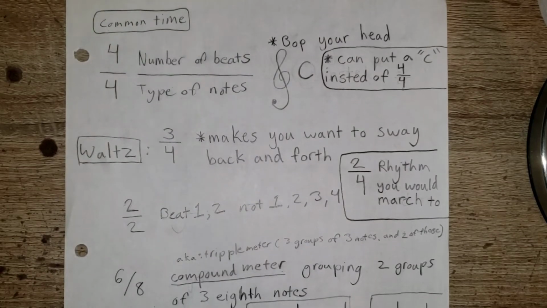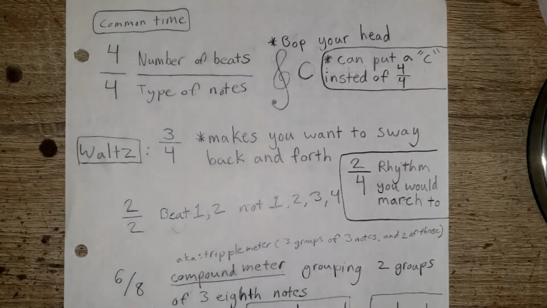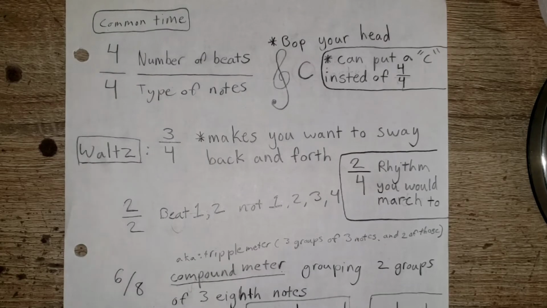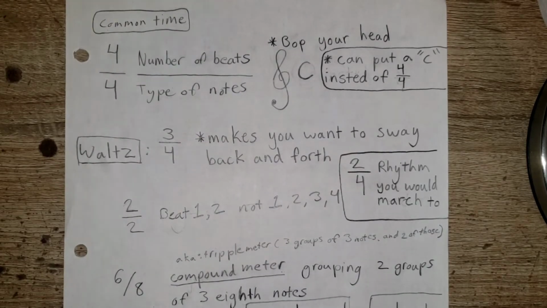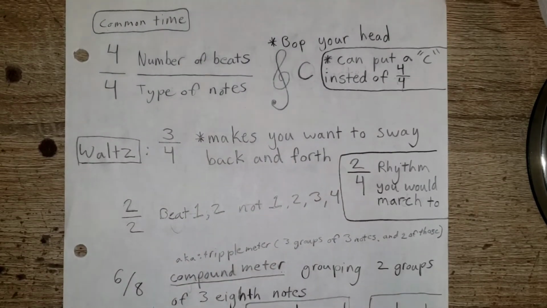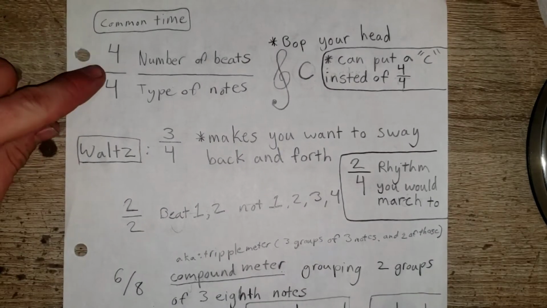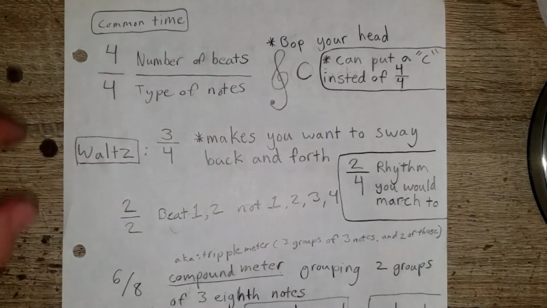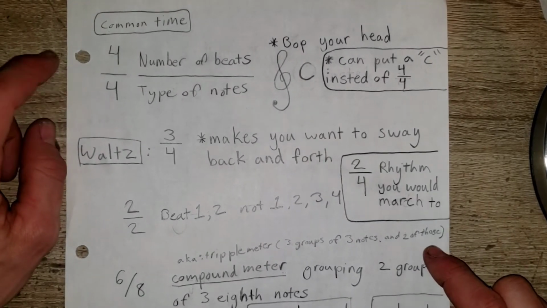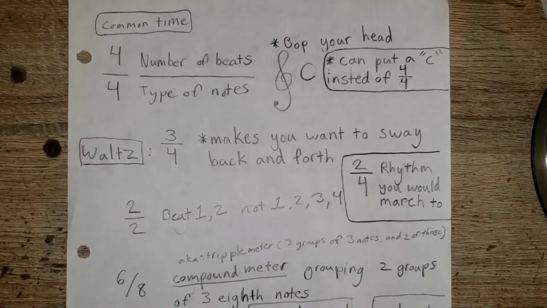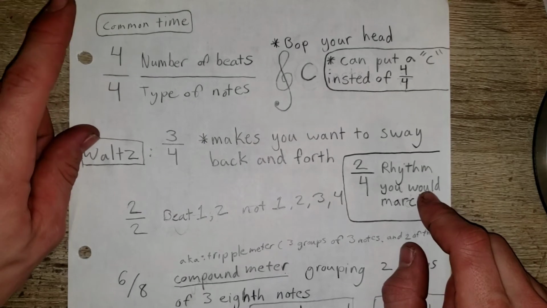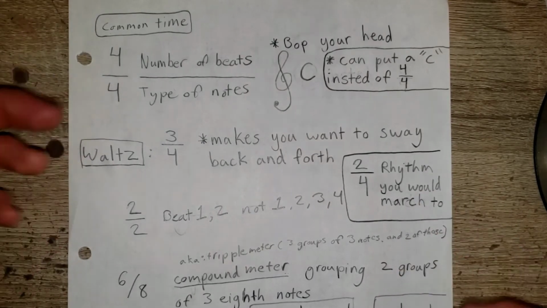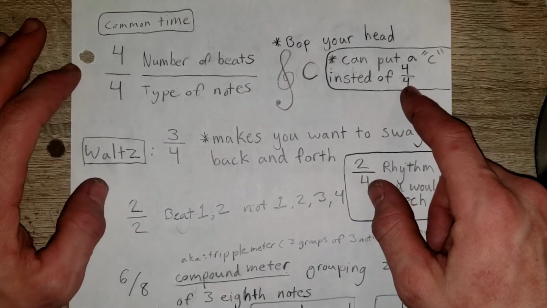Time signatures. These tell you how many beats or pulses you're going to play in the measure of a song, which is going to directly affect the rhythm of that song. So we have 4/4, which is known as common time, because it's your most common time signature. Most of the music you're going to be playing is 4/4. So it's good to recognize that.